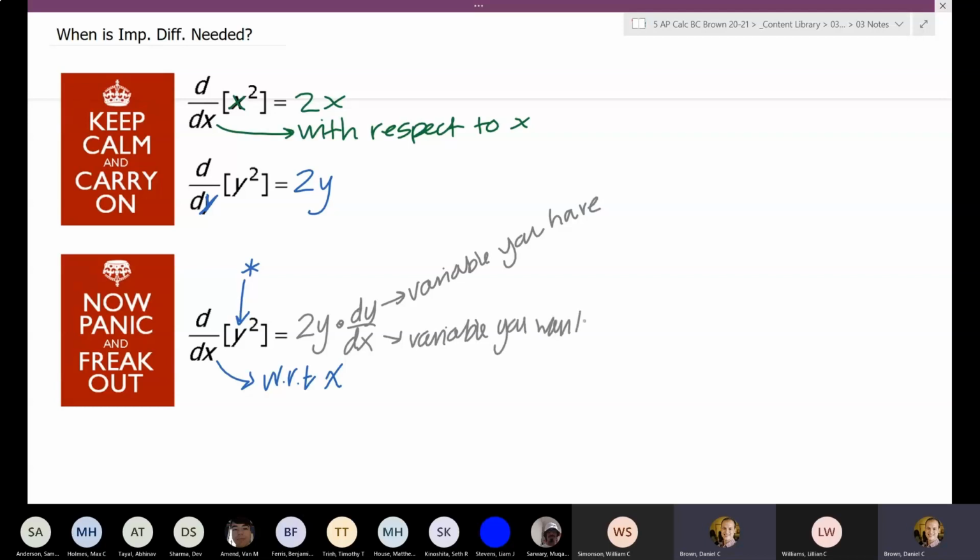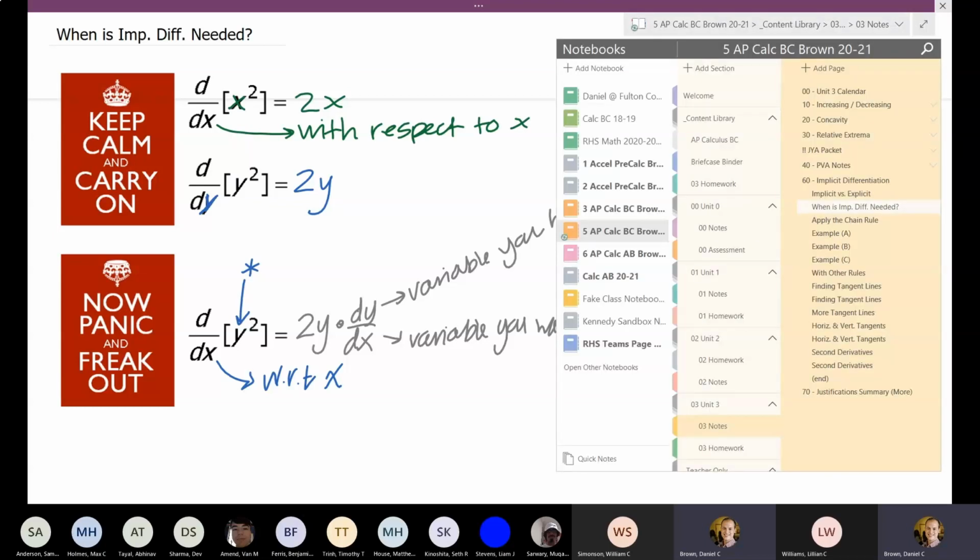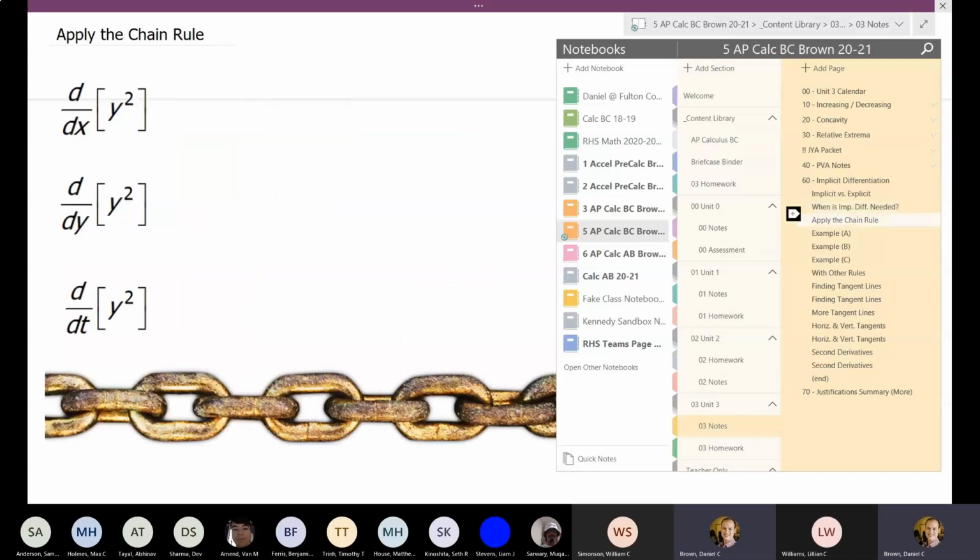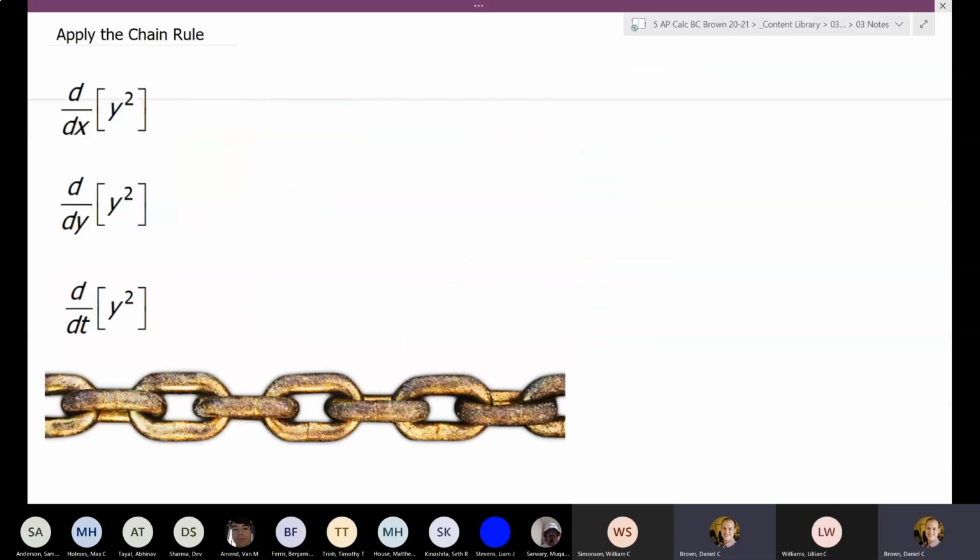We wanted to take this derivative with respect to x, but we were stuck with just the y variable, so we have to multiply it by this fixer piece. And it is directly related to the chain rule. So look at some other baby examples before we get to the AP level version. Implicit differentiation is really an application of the chain rule. You've technically done implicit differentiation, we just haven't written the step fully because it hasn't been necessary.